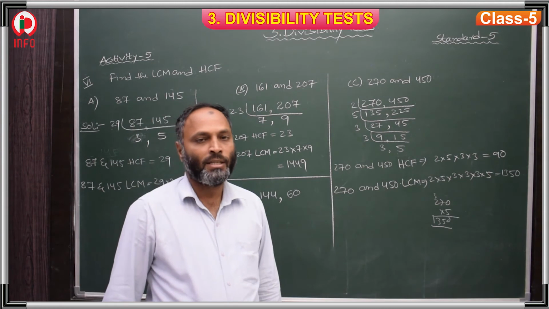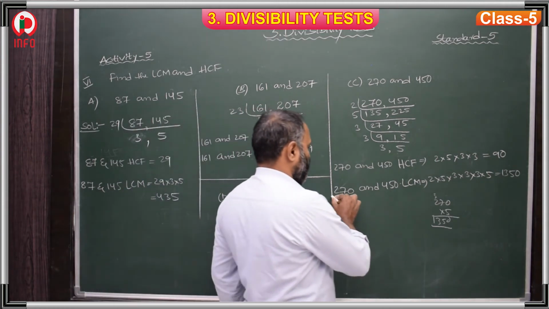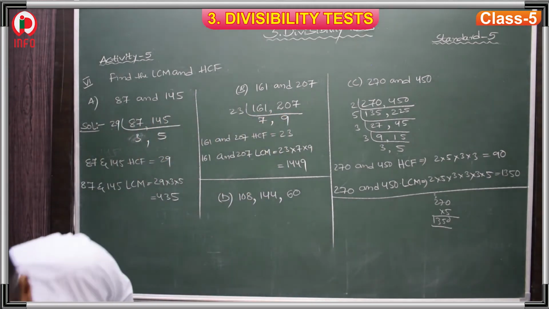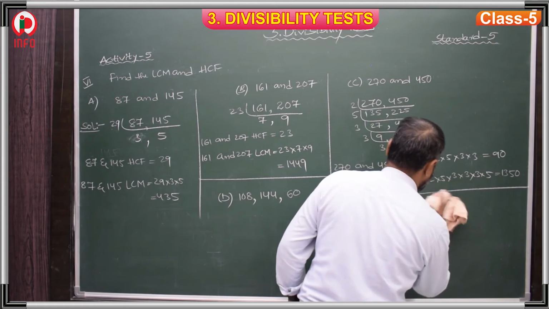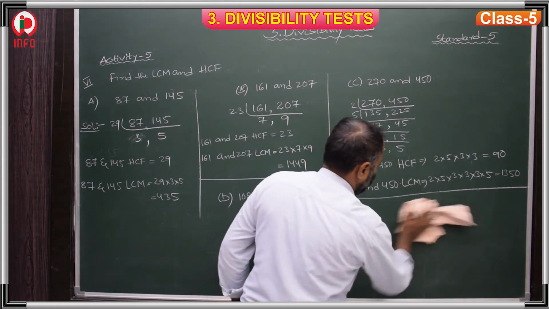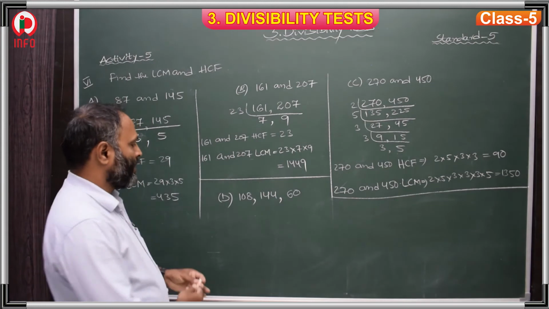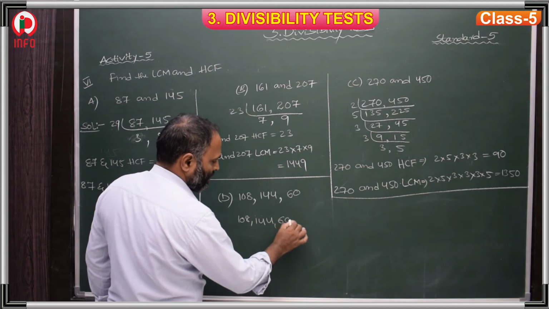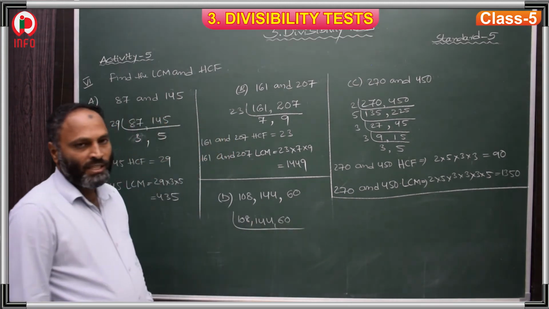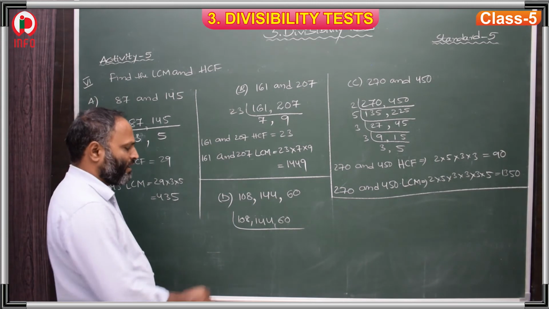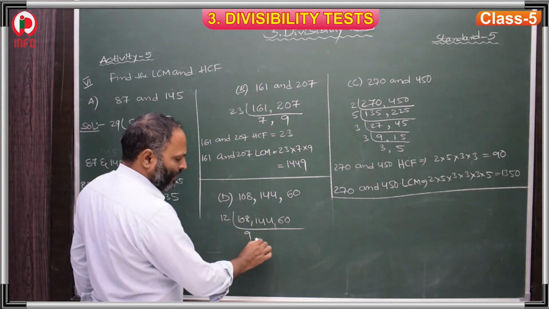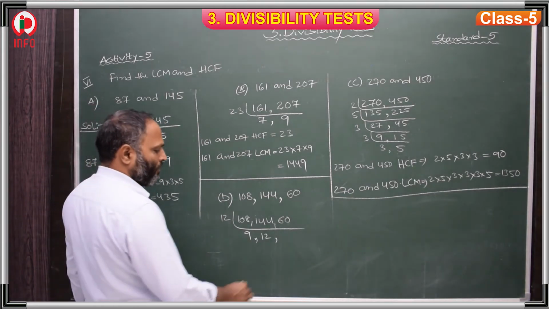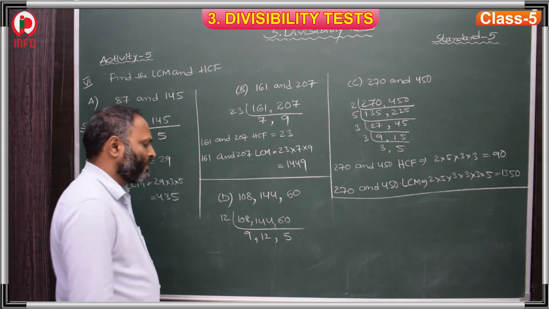Now, one more question for LCM and HCF. Here three numbers are given. Either three numbers or two numbers, whatever it is, we have to do the same pattern. No change. Take the three numbers 108, 144 and 60. First, these three cancel in the 12 table. 12 nines are 108, 12 twelves are 144, 12 fives are 60.